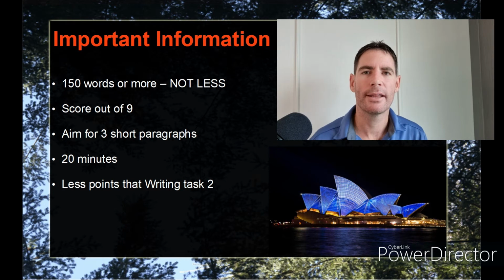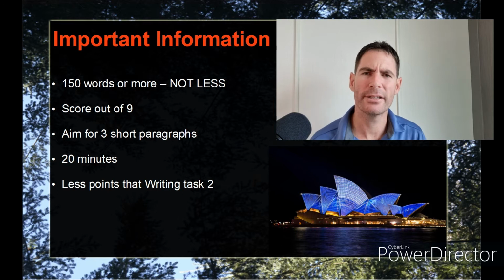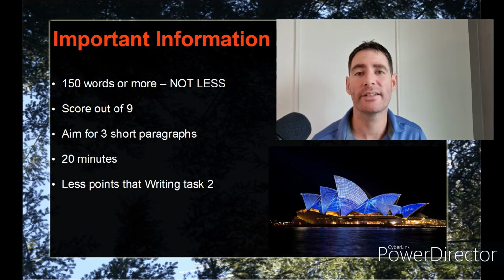As usual, the section 1 is 150 words or more, not less. If you write less, you will lose score. You get a score out of 9. Aim for 3 short paragraphs, an introduction, which is maybe 2 or 3 sentences, and then a couple of paragraphs just to describe the main body. Try not to spend more than 20 minutes on this exercise. If you practice a lot, it should be easy for you to do it within 20 minutes.